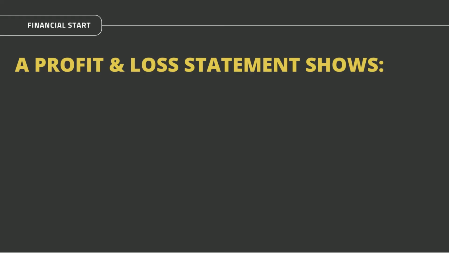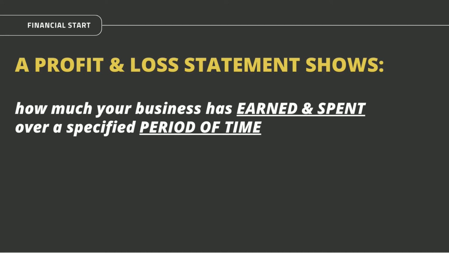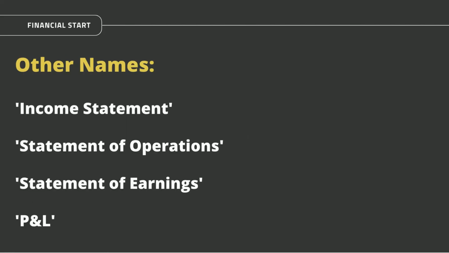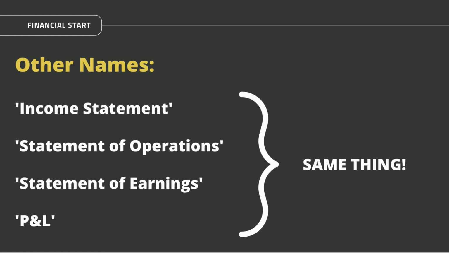Let's start with a definition. A profit and loss statement shows how much your business had earned and spent over a specified period of time. This can be displayed over months, quarters, or years, and will tell you if your business is making a profit or a loss. A profit and loss statement might also be called an income statement, a statement of operations, a statement of earnings, or simply abbreviated as P&L. These are all the same thing.